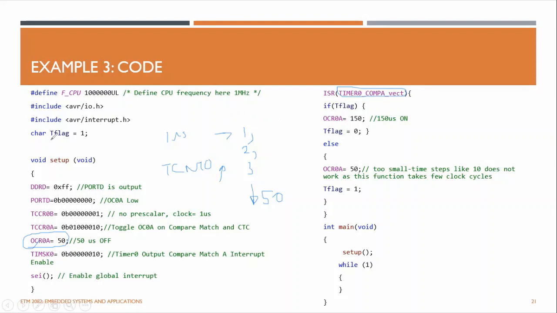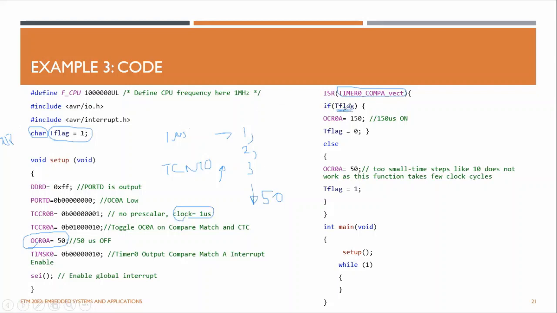I am using a variable called T flag. You can use it as an integer or anything, but in order to save memory, I am using a char. It's 255 maximum. I just need to use a value here, 1 or 0. Initially, I have set it to 1. So when an interrupt happens, which means the timer value has now reached 50 at a 1 microsecond period, an interrupt is generated. The T flag initial value is 1.